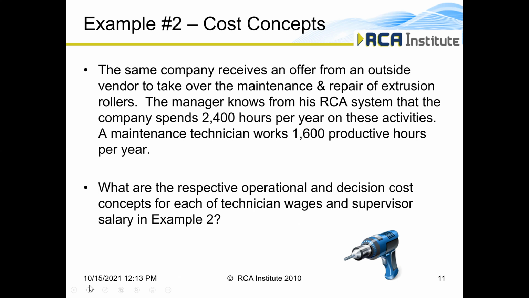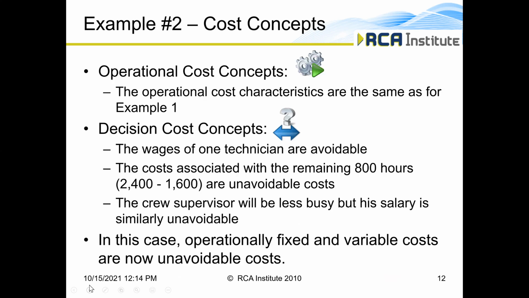What are the respective operational and decision cost concepts for each of the technician wages and supervisor salary in example 2? So the operational concepts are the same as example 1. The technician wages are variable and the supervisor's salary is fixed.